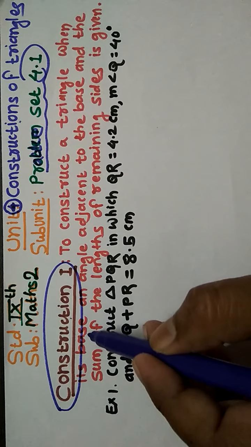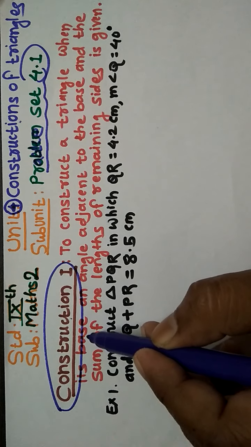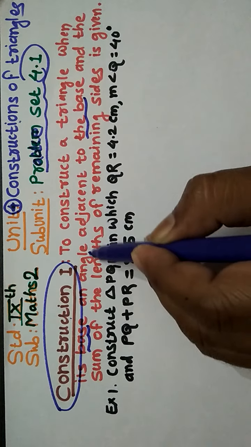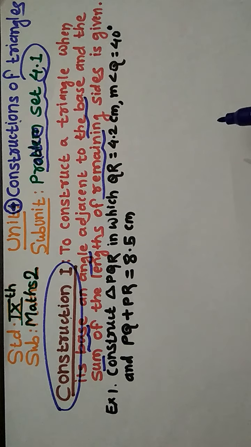Means which elements are we given? Base is given, one base angle is given, and the sum of the remaining two sides is given. Then we construct a triangle.